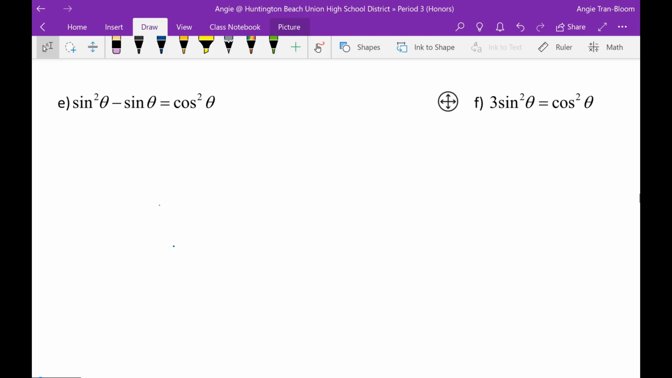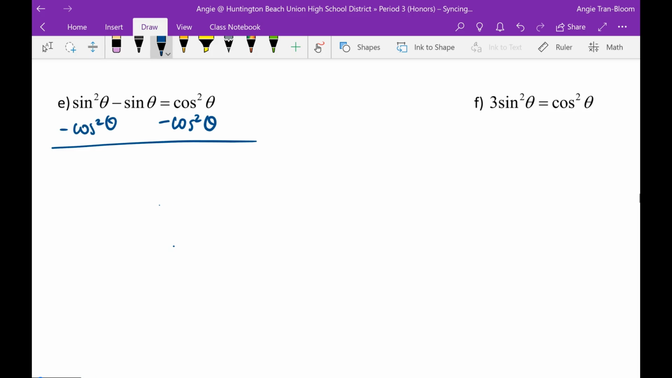Marco, how would you like to execute this? Subtract cosine squared theta from both sides? Yeah. Okay. Do you guys agree so far? Subtract cosine square of theta. That means I got sine square of theta minus cosine square of theta minus sine of theta equals 0. Okay. Now what?